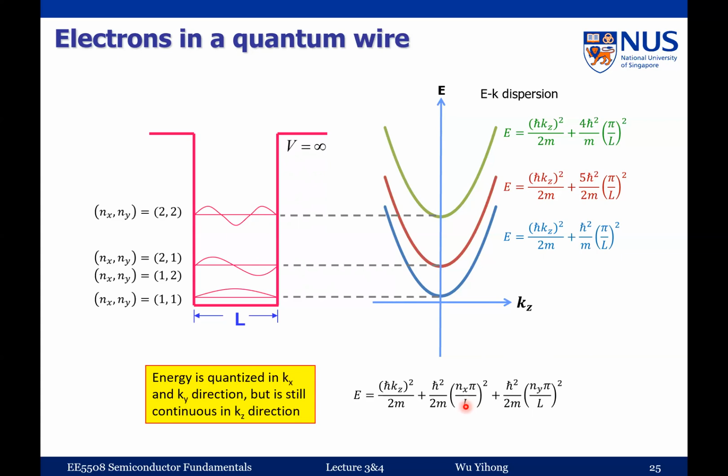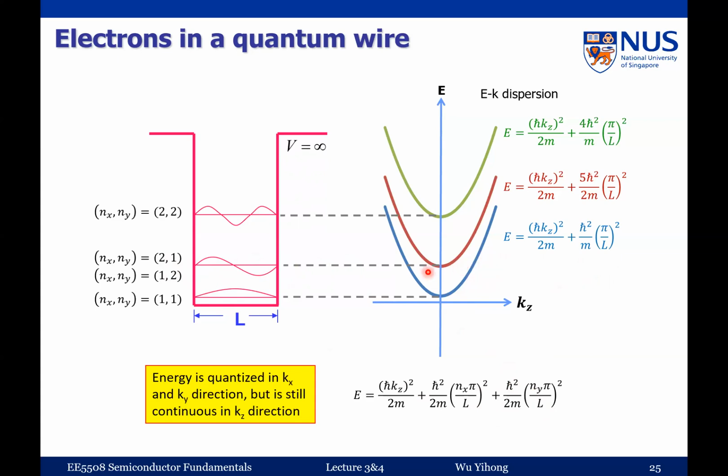Of course, if they are not the same, then the energy will be different. So this is called a degenerate state in quantum mechanics, because the energy is the same.